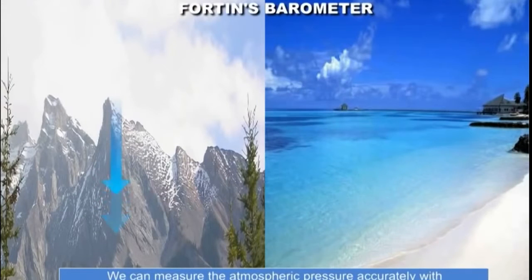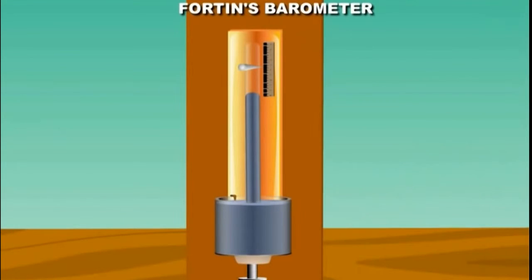We can measure the atmospheric pressure accurately with Fortin's barometer, but it cannot be shifted casually from place to place. So, it is used as a standard barometer.